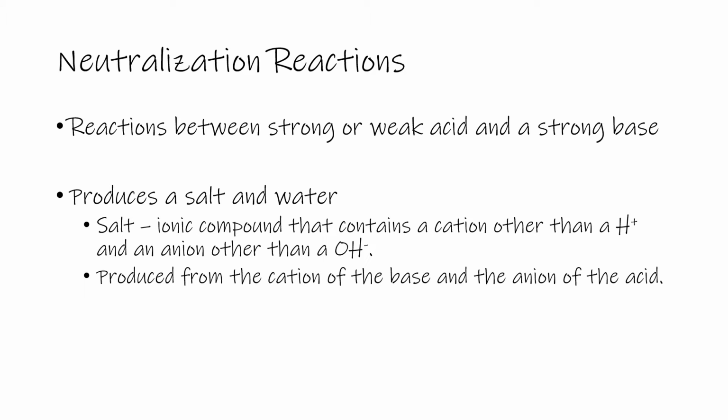And remember, in chemistry, when we are talking about a salt, we are talking about an ionic compound that contains a cation other than a hydrogen ion and an anion other than hydroxide. So it's basically an ionic compound that is not an acid or a base. So while sodium chloride is an example of salt, it is not our definition of salt when it comes to chemistry. And this salt is produced from the cation of the base and the anion of the acid. Let's look at a few examples to see what this looks like.